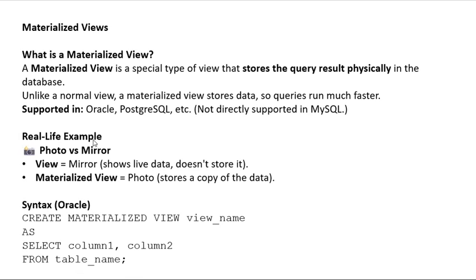A real life example: photo versus mirror. A view is like a mirror, which shows the live data and does not store it. The materialized view is like a photo, which stores a copy of the data.